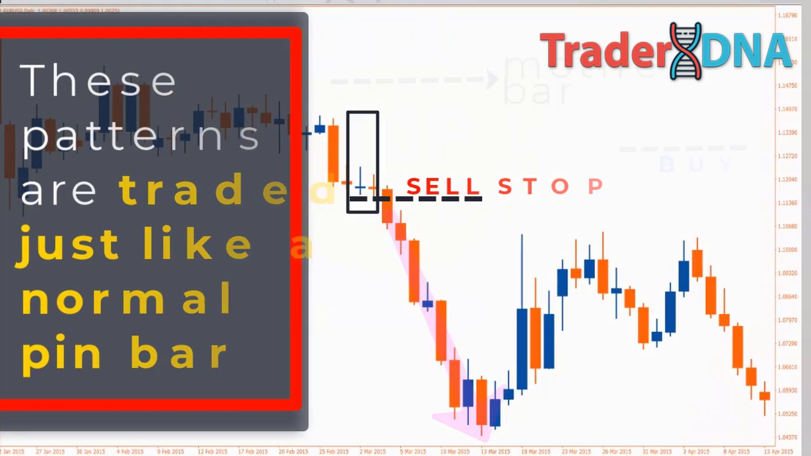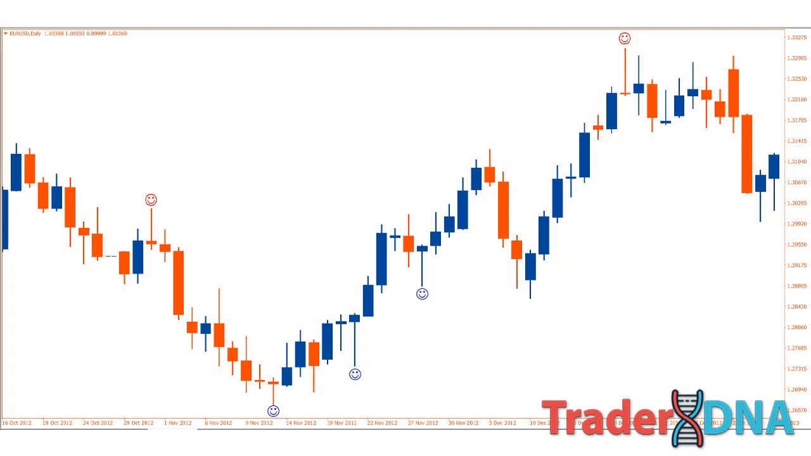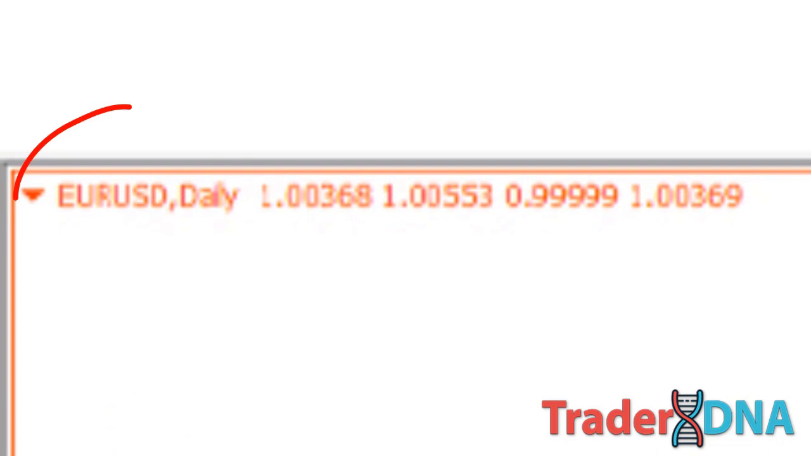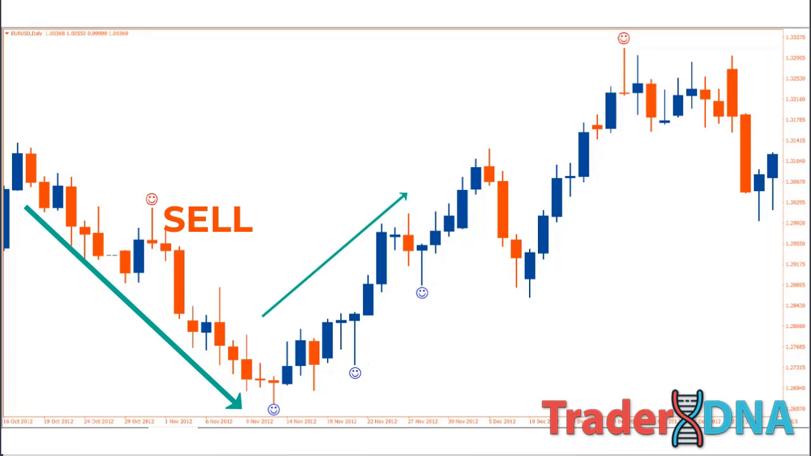Pin bar trading tips. First, as a beginning trader, it's easiest to learn how to trade pin bars in line with the dominant daily chart trend. Counter-trend pin bars are a bit trickier and take more time and experience to become proficient at.